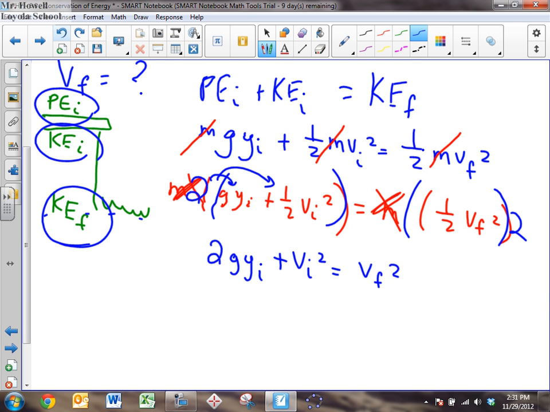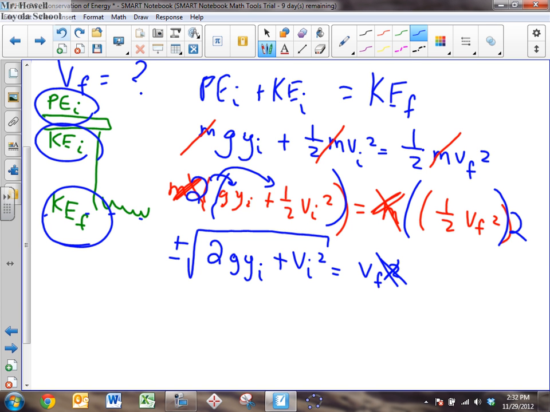Again, take a look here. The 2 times the gyi becomes 2gyi. 2 times 1/2 cancel, and you're left with just the vi squared. Over here, we got rid of the 1/2 by multiplying by 2, leaving us just the vf squared. What do I do for the last step to find vf? Square root both sides. Put a plus or minus out in front. That cancels the square factor there on the end.